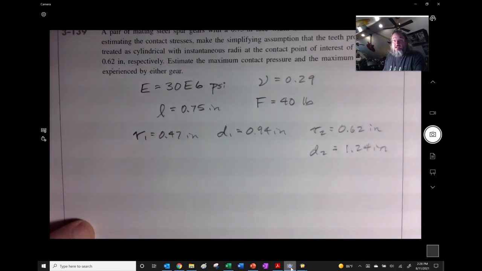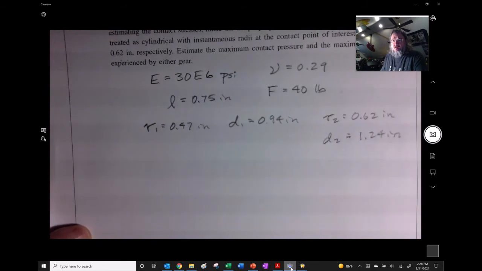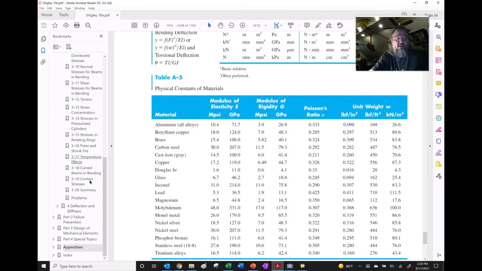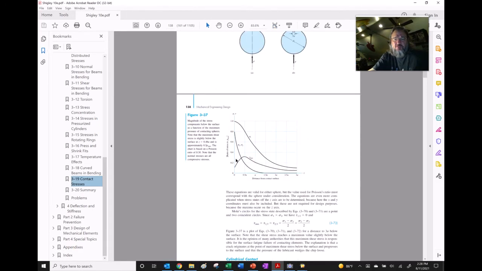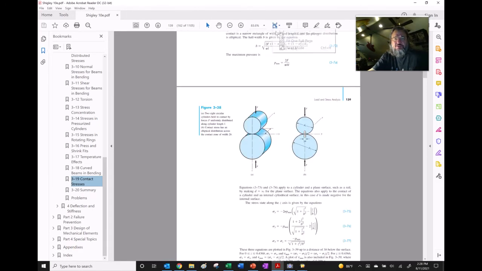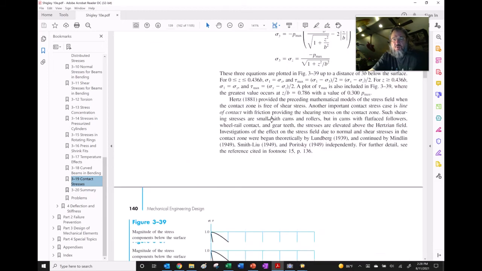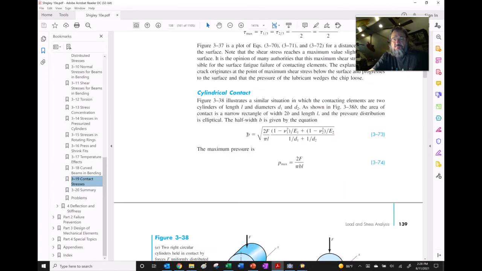And now the next thing I want to do is figure out the half width of how much deformation is going to take place in the cylinders, right? In the two cylinders. So this is what we're going to look for. We're going to calculate B, which is up here, B, right? So we want this equation right there.